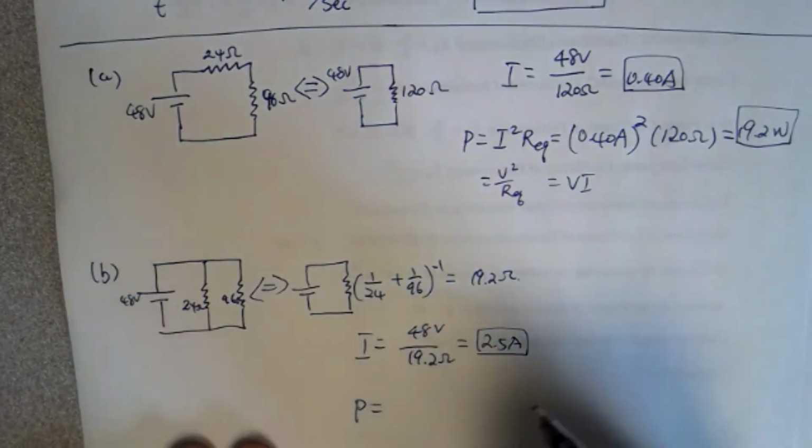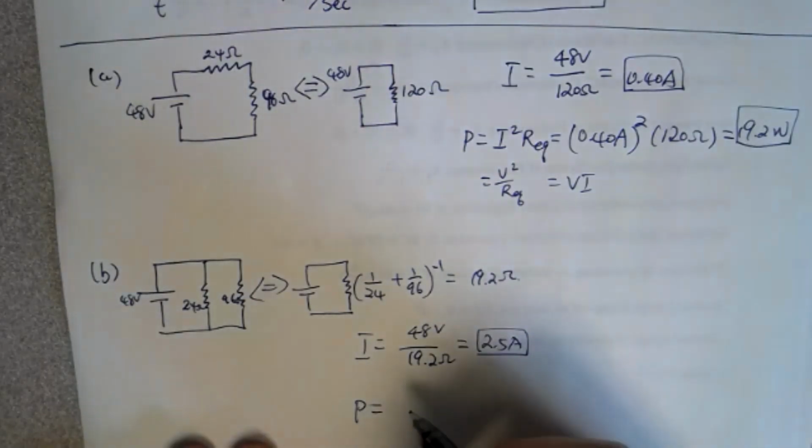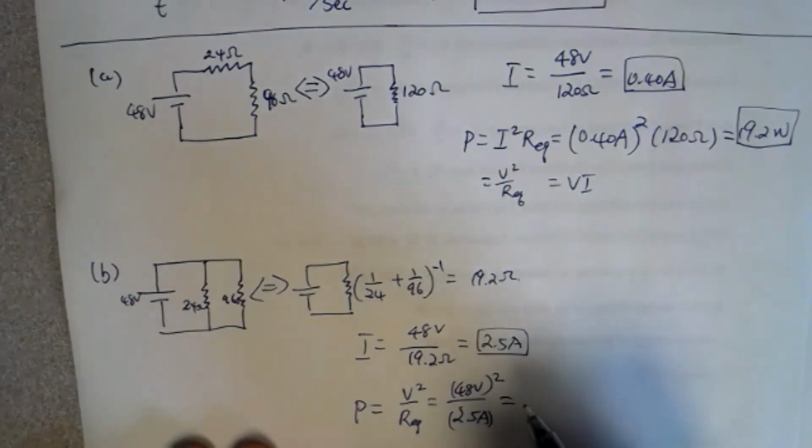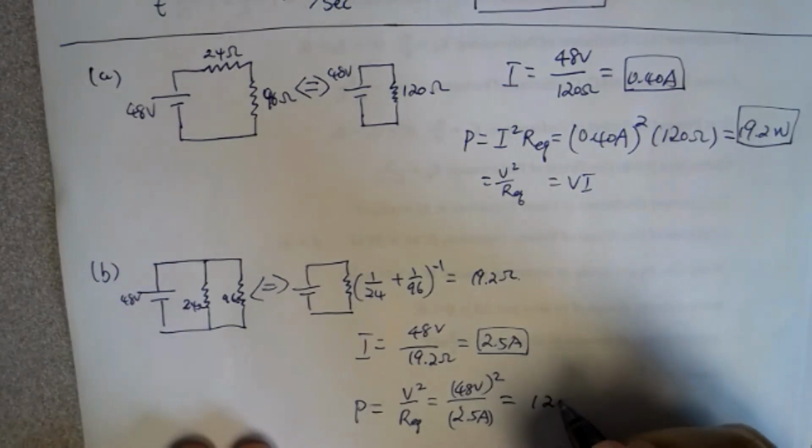And then for the power, again, you can do I squared R, V squared over R, or V times I. So either way. We'll do V squared over R this time. So 48 volts squared divided by 19.2 ohms. That gives you 120 watts.